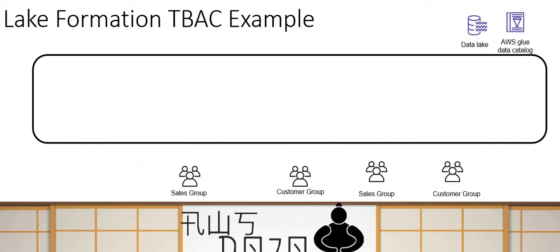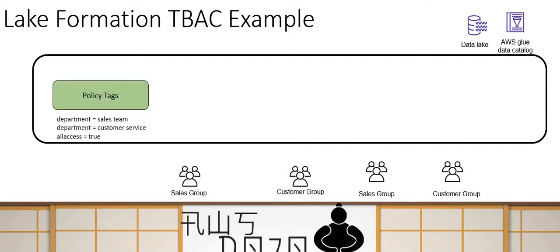So let's take a scenario where you define policy tags first. This is an organization where we have primarily two teams, the sales team and the customers team. So I started defining policy tags, and they are key value pairs. I said my department is sales team and my department is customer service. And then I also want a tag all access, because this is for those people who probably want to have access everywhere.